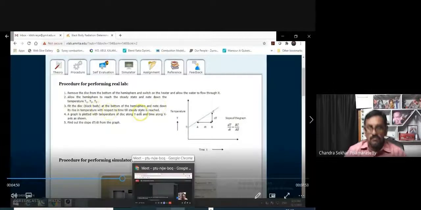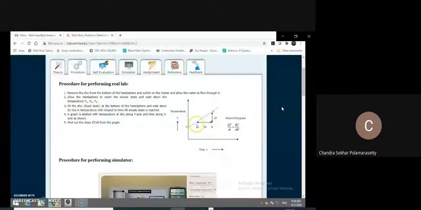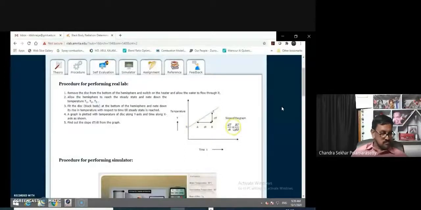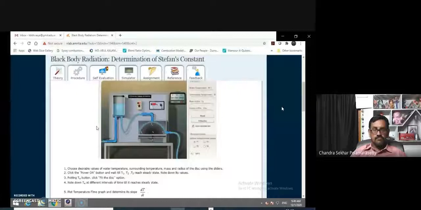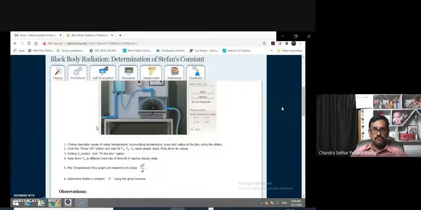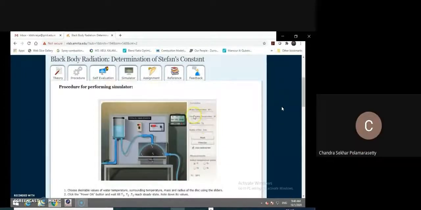reach steady state conditions. After reaching the steady state conditions of the hemisphere, we need to keep the disk of the black body at the bottom of the hemisphere, and we need to note down the rising temperature with respect to time till the steady state is reached. Meaning we have to plot the variation of the temperature of the black body with respect to time, and we note down some of the points. And after marking those points, we need to plot one line passing through those points, and then we need to calculate the slope of this line, and the slope of this line is dT by dt, that is the temperature gradient with respect to time.